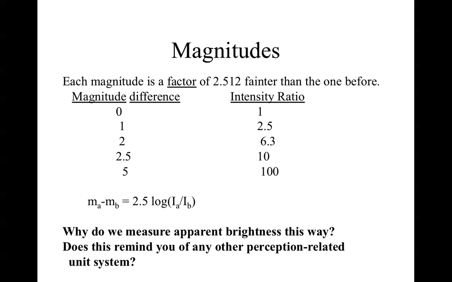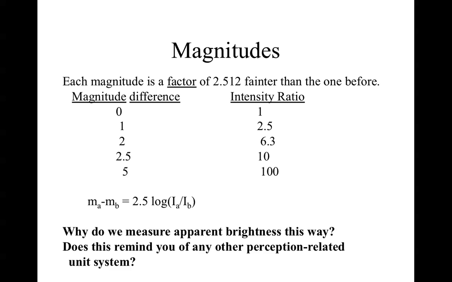The formula that you can use to derive the magnitude difference from the intensity is that the magnitude of star A minus the magnitude of star B is equal to 2.5 times the logarithm of the ratio of the intensities. So for example, if I have two stars where star A is 100 times brighter than star B, then I have a log of the intensity ratio, log of 100, which is 2, and 2.5 times 2 is 5.